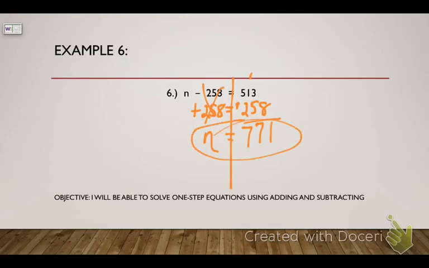Let's see if that works. Does 771 minus 258 get us back to 513? Well, we got to make sure. Don't want to make a mistake. It sure does. There we go, ladies and gentlemen. Check.